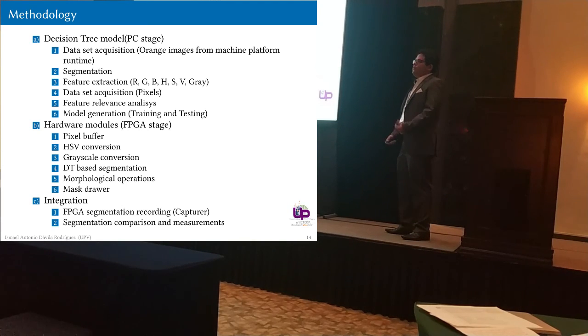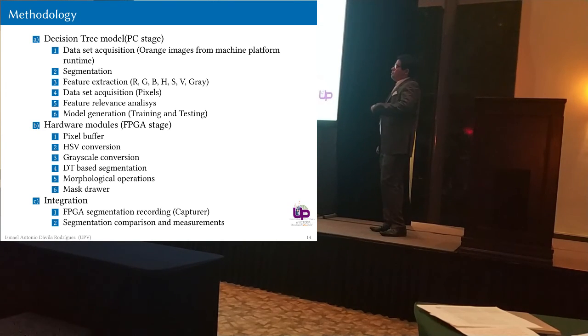Here is the methodology that we follow. In the first stage, we have a PC stage, that was for generating the digital twin model. So first of all, we get a data set only of orange images. After that, we do the segmentation for segmenting the oranges in the PC stage. After that, we convert some features to other features. Here in the feature section, we convert the RGB to HSB and also the grayscale channel.